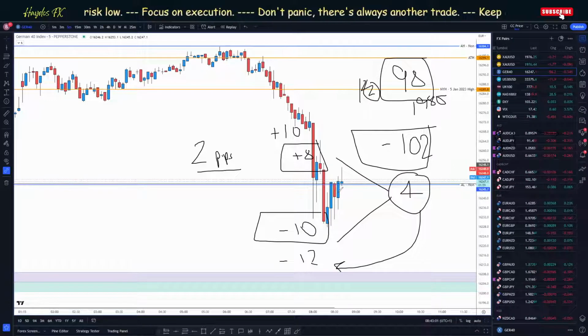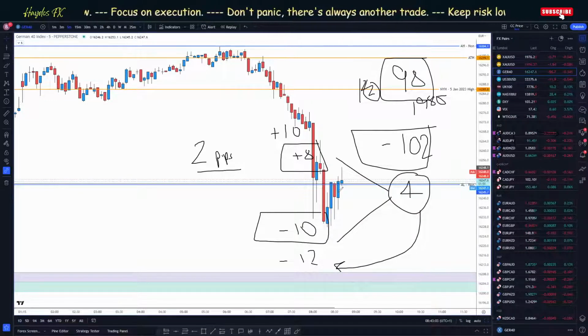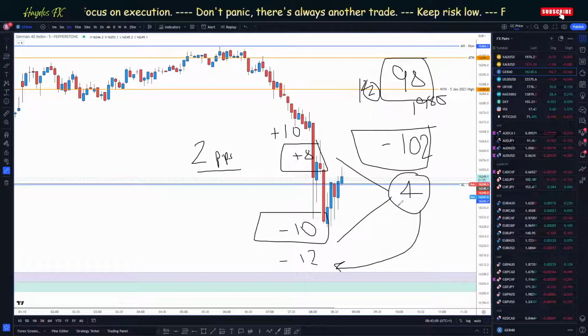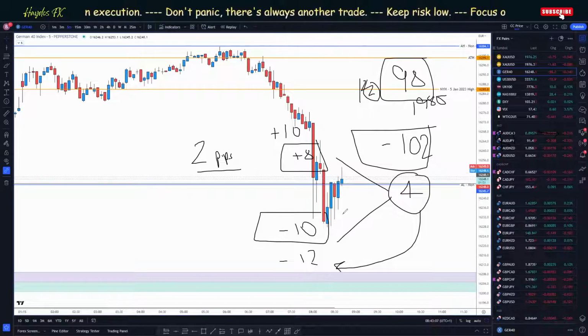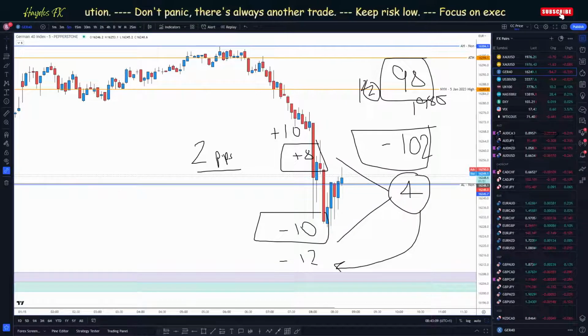I was always getting frustrated like that. I'm down 10 pips, so close it, and then you think you're up 10 pips, and it's not the same.